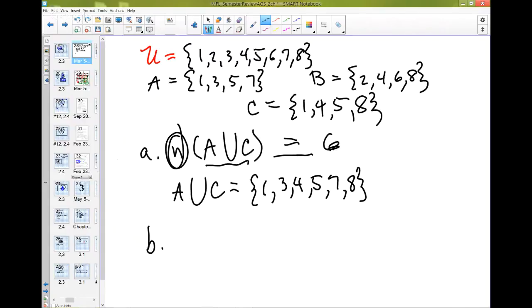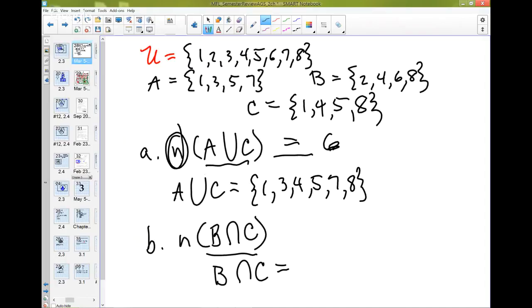Okay, part B. Number of elements in B intersect C. So we got to first do this. What is B intersect C? What's in common between those? 4 and 8. And they're saying, is that equal to or not equal to 3? Not equal. That is correct. And the way I see it, that's number 15.